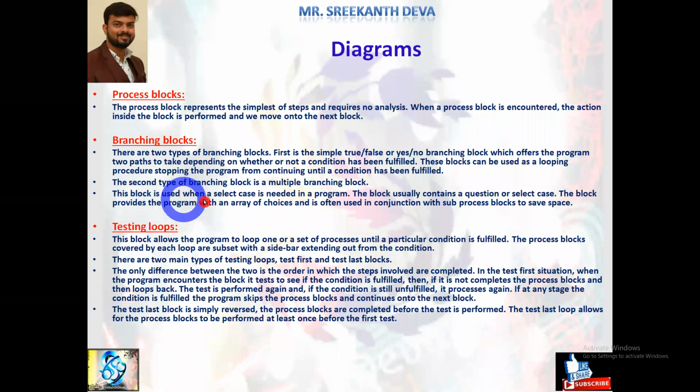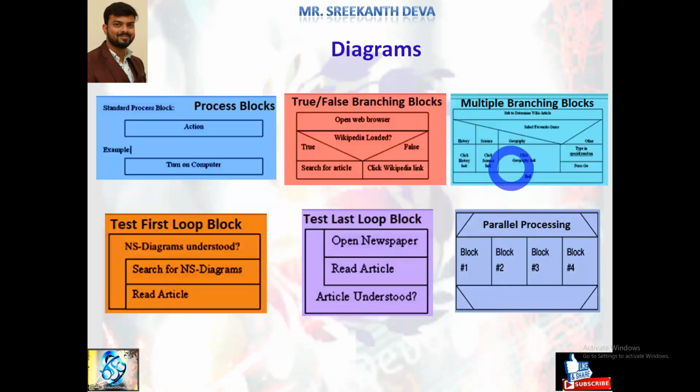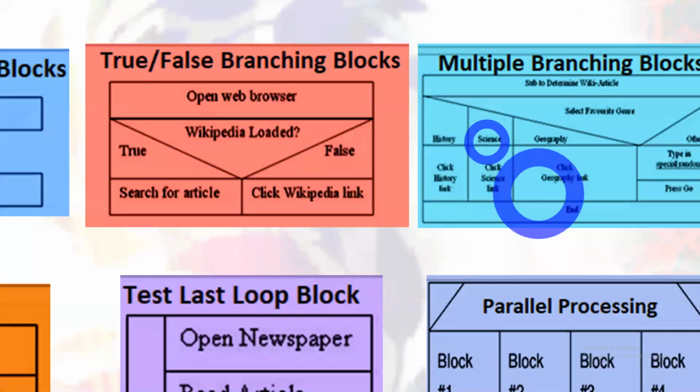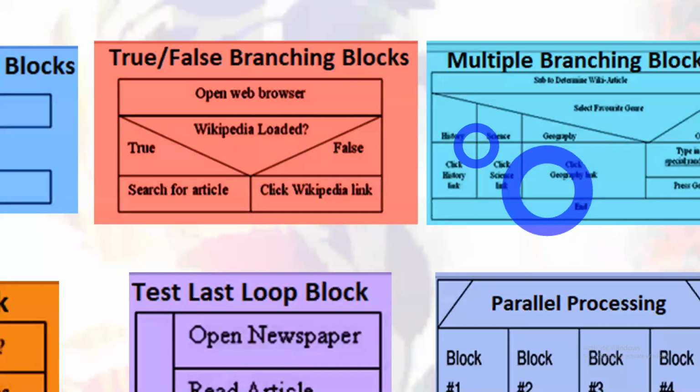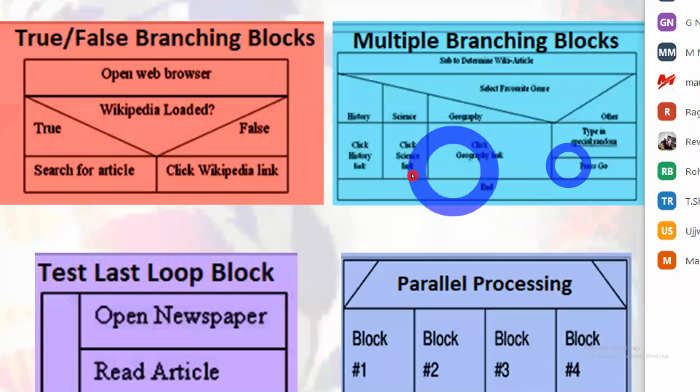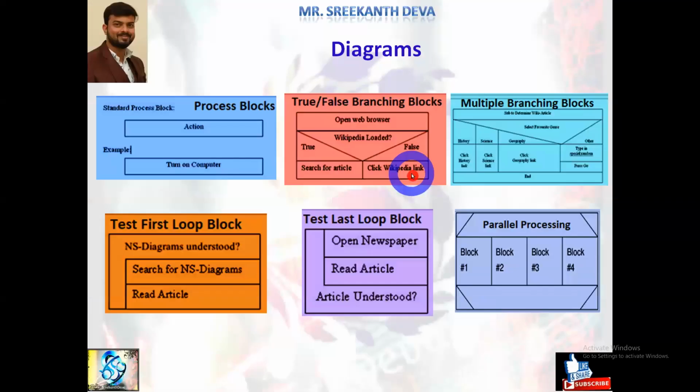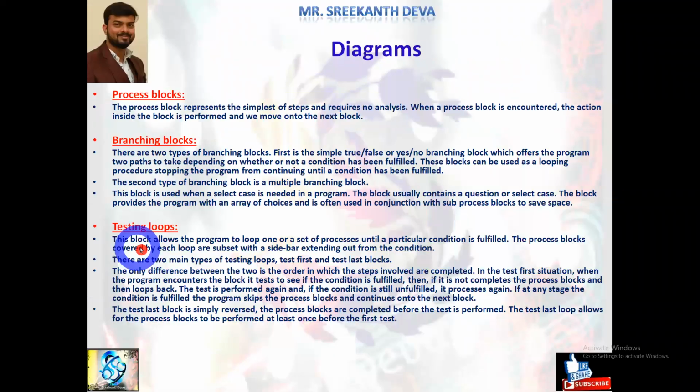These blocks are used when a select case is needed in a program. The block usually contains a question or select case. The block provides a program with an array of choices and is often used in conjunction with sub-process blocks to save space. This is the second way of representing branching blocks, the multiple branching block representation in NSD diagrams.